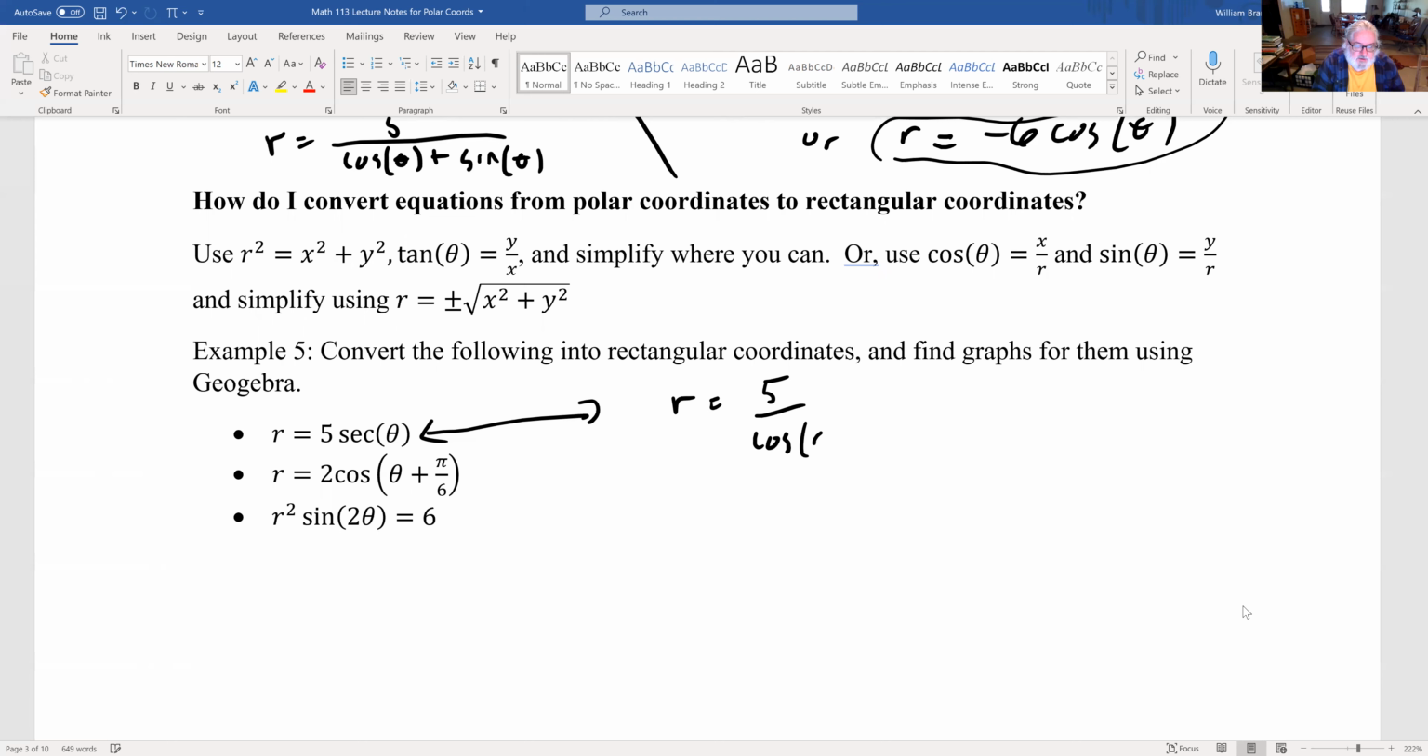Secant theta is 1 over cosine theta. If we multiply both sides by cosine theta, we get r cosine theta equals 5, and we know r cosine theta equals x, so that becomes x equals 5.